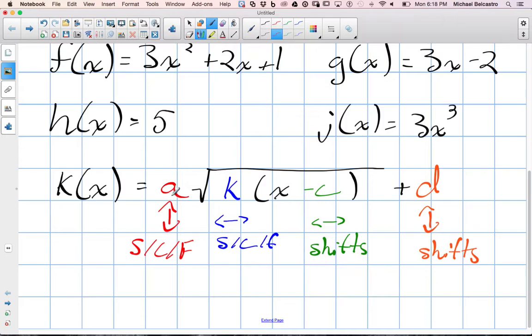Okay? So the A and the K have similar effects, except one's horizontal, one's vertical. And the C and the D have similar effects, except one's horizontal, one's vertical. All the horizontal ones are in the function, and all the vertical ones are outside the function. So let's see what we actually mean by this, because there's a lot of words.